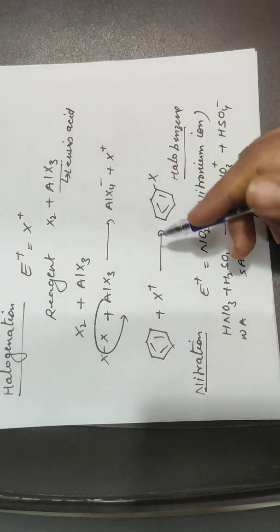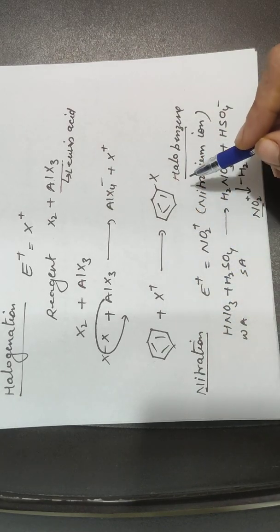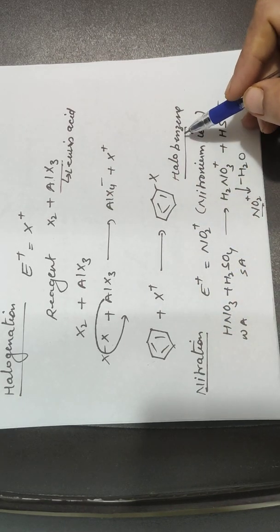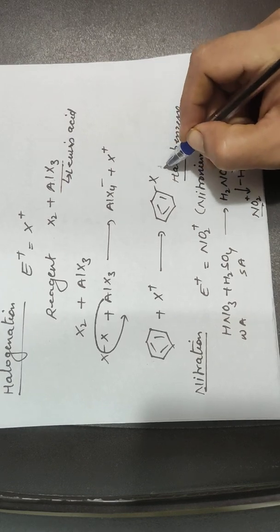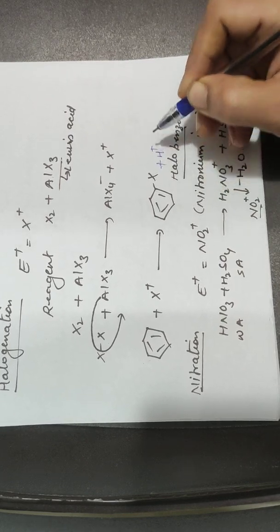Now this X plus will attack the benzene ring, and the compound, that is halobenzene, will be created, and H plus will be removed from this.